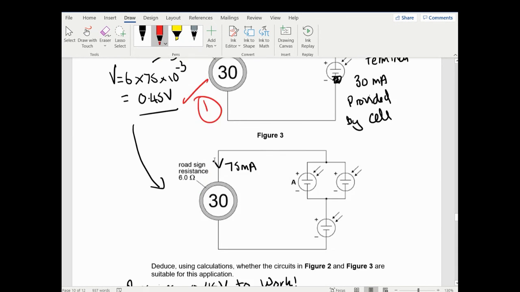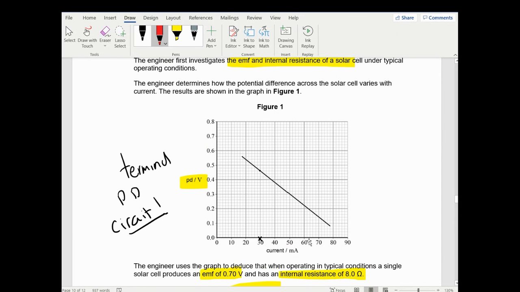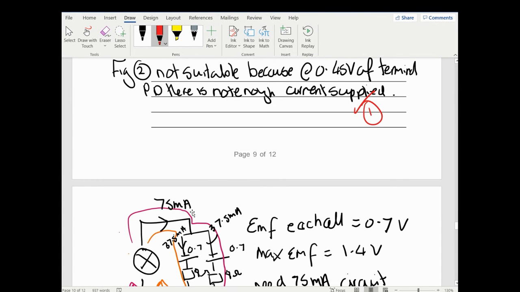The second mark was for realizing that figure 2 couldn't do it. When I looked at the graph, I went to 0.45 and I went, no, I'm not going to get enough current from 1 battery. Realizing that I wasn't going to get enough with the first one gave me the second mark. And that's 50% of the marks, just for realizing that figure 2 couldn't work, because to have enough voltage, I'm not getting enough current. And to have enough current, I wasn't going to get enough voltage. So you can pick up 50% of the marks literally just by working that out.